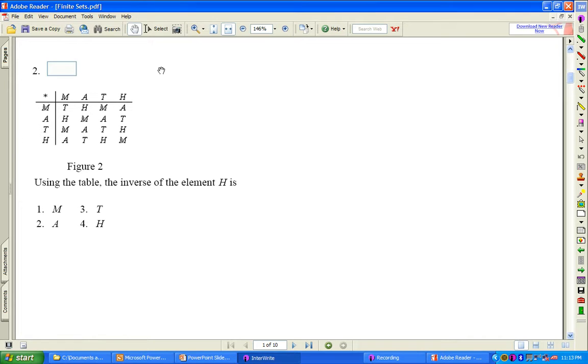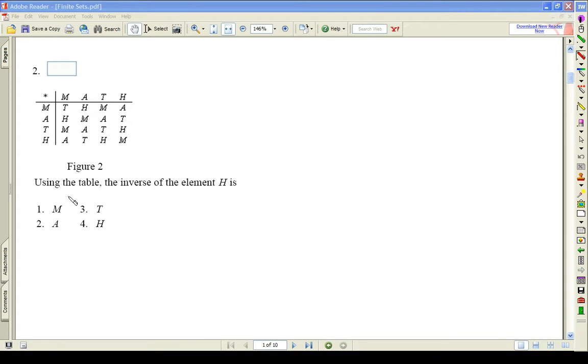Question number two deals with the star operation. Now the star operation, you probably don't know what it is, probably don't recognize it. But this table defines it for us, so we don't really have to have any prior knowledge. Let's take a look and see what the question's asking. Question two is asking about an inverse element of a letter, h.